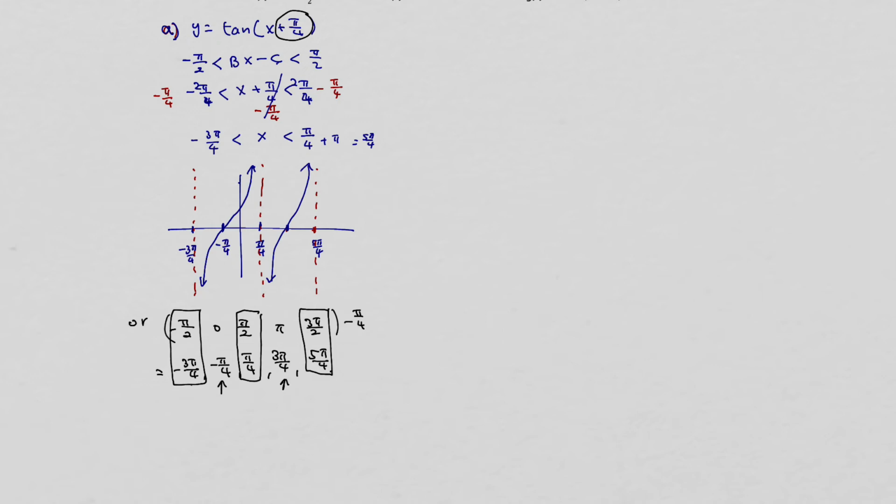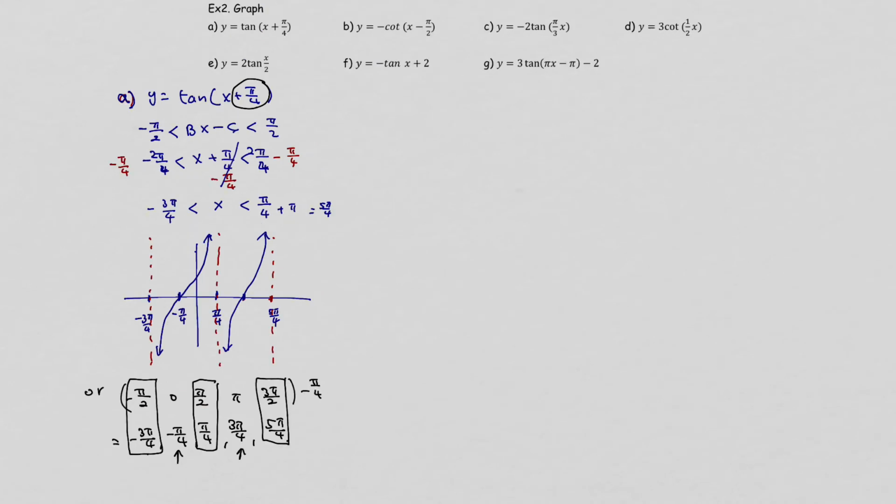And you can see that from the graph also, right? Vertical asymptotes and x-intercepts. So you can either use the formulas to find the points, right? Negative 2 pi over 4, and you can either do one with the table. Let's try the B.